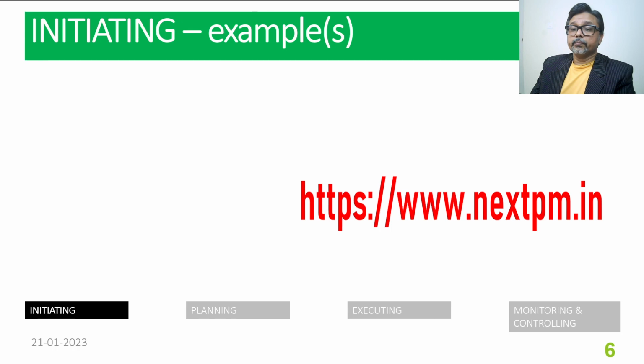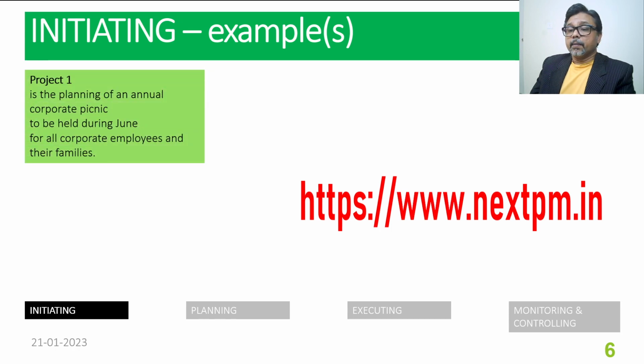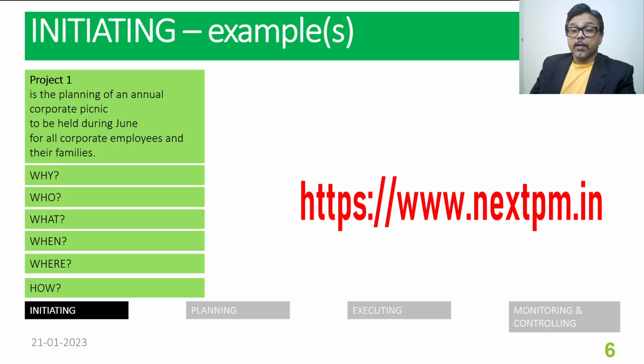The first one of them is the planning of an annual corporate picnic to be held during June for all the corporate employees and their families. So that is the project. Now let us ask those questions and find out the answers: why, who, what, when, how, where.